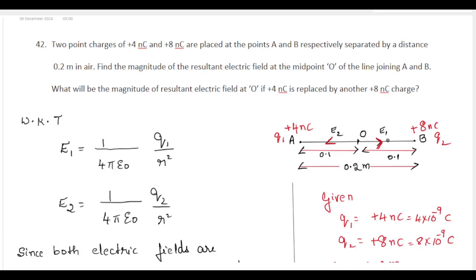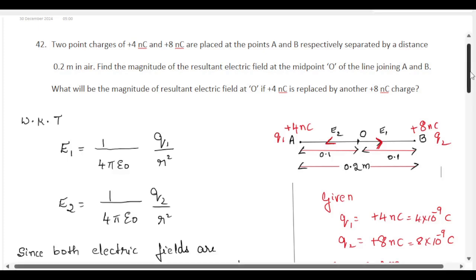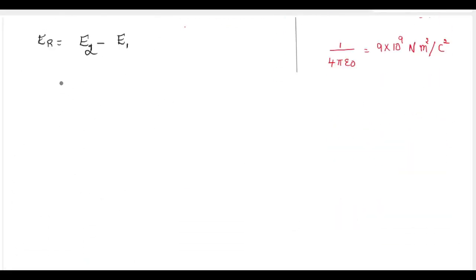Now, if we consider the direction of E1 and E2, we can see that there are two positive charges here. So the direction of E1 is away from the positive charge Q1 and the direction of E2 is away from the positive charge Q2. Since both E1 and E2 are in the opposite direction, the resultant electric field at midpoint O is given by ER equals E2 minus E1. Now let us substitute the values for E2 and E1.